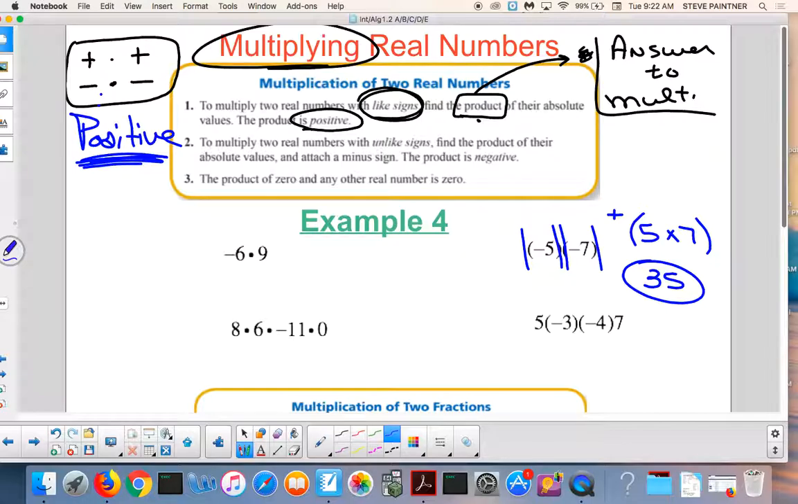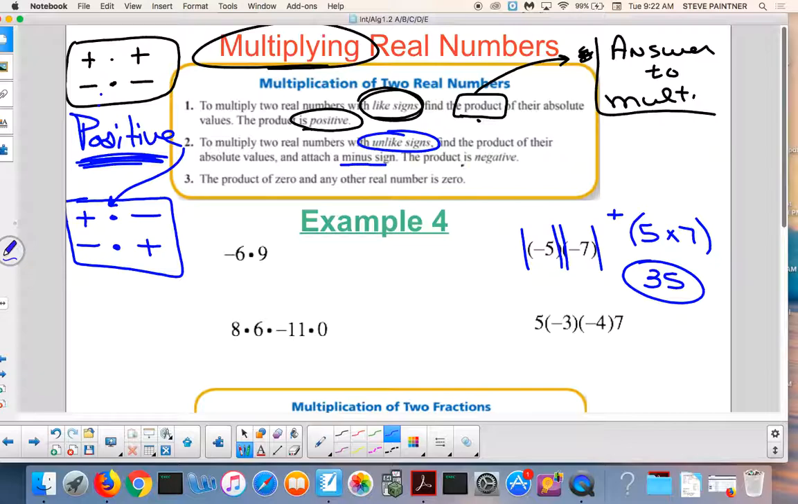Okay? All right. Step 2 says multiply two real numbers that have what? Unlike. Well, unlike would mean you have a positive times a negative, or a negative times a positive. Okay? And then it says, go ahead, find the product, find the answer to multiplication of their absolute values, then attach the minus sign or the negative sign. Just make it negative. So this will always be what? Negative. Bingo. That's always negative.